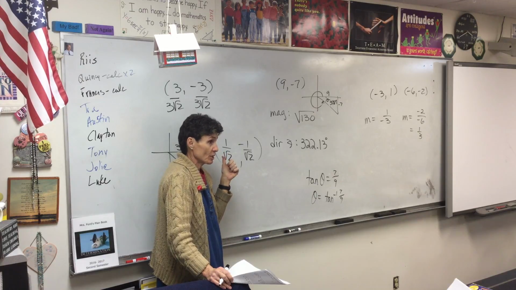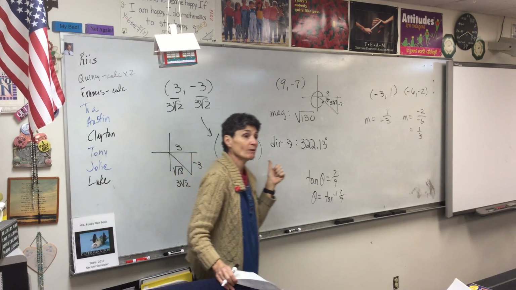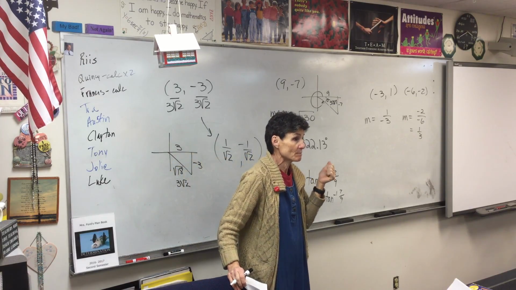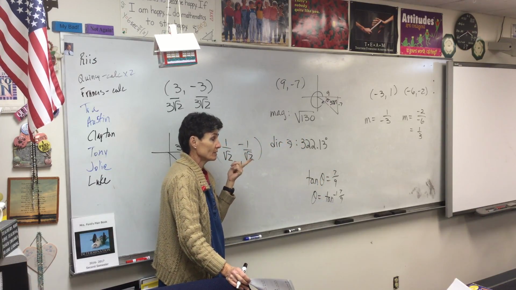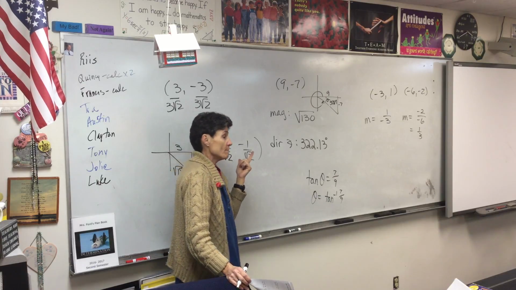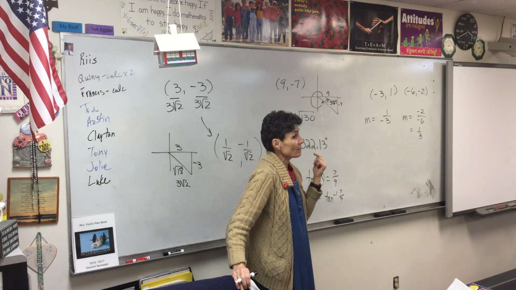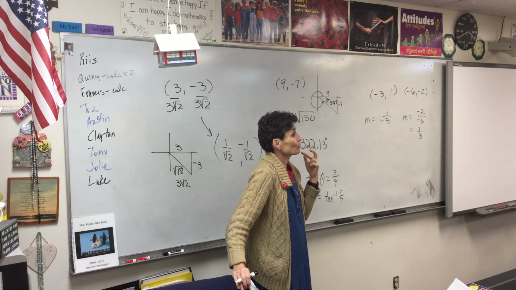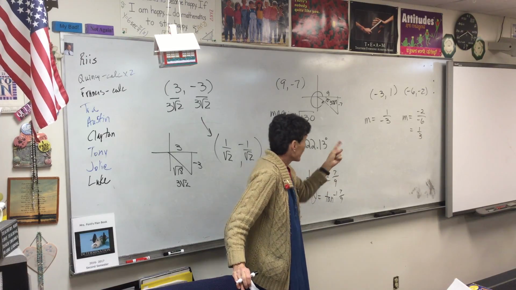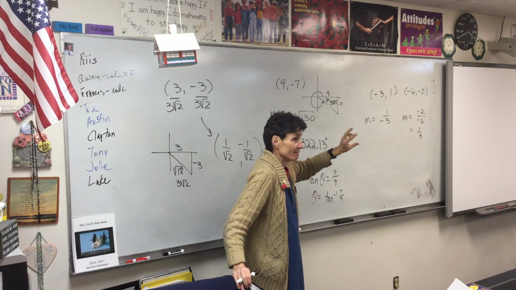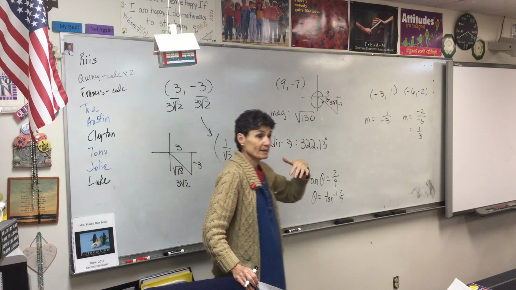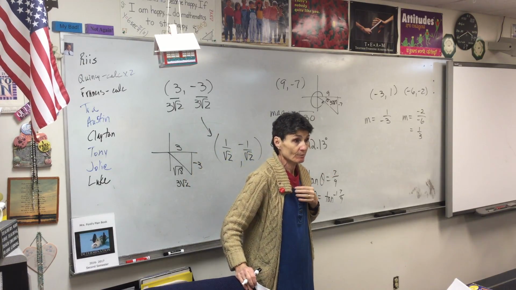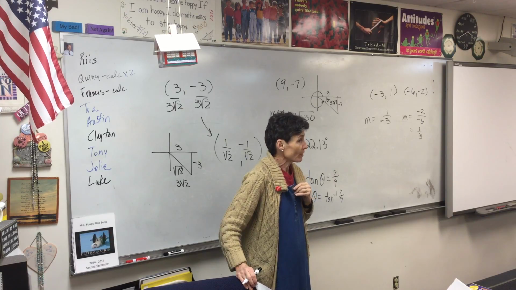Are they parallel to each other? No, because if they were parallel, they would have exactly the same slope, and they don't. Are they perpendicular or orthogonal to each other? No, because if they were orthogonal, they would have opposite reciprocal slopes. One's positive, one's negative, but they're not reciprocals. So if they're not parallel or perpendicular, they must be neither. Right?